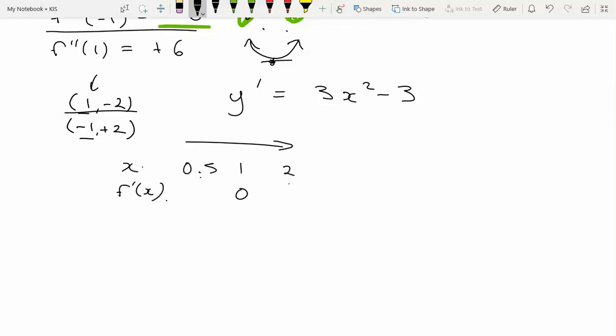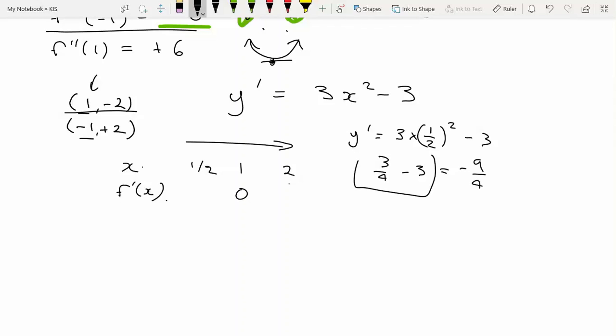Okay, so if we put a half or 0.5 into our first derivative, what we're going to get is y dash is equal to 3 times 1 over 2 all squared minus 3, which is going to give us 3 over 4 minus 3, which is equal to minus 9 on 4. Right? You could also put that into your calculator, or you could do it as a decimal.